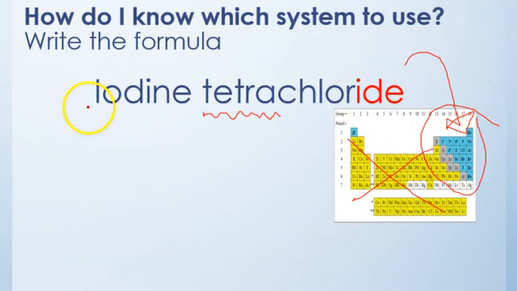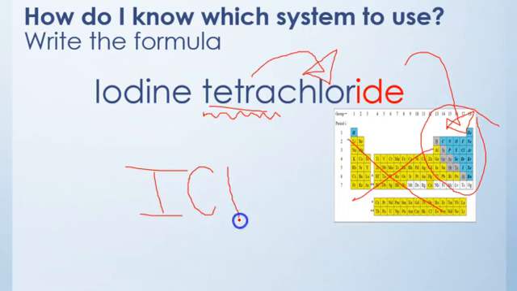Okay, so iodine, you search out iodine's symbol. It's an I. Then the second thing I do is look up in my mind, because you don't get to use the prefix chart, what tetra is, because it's telling me I have that many chlorides. So Cl is the symbol for that, and tetra is 4. So that would be ICl4.